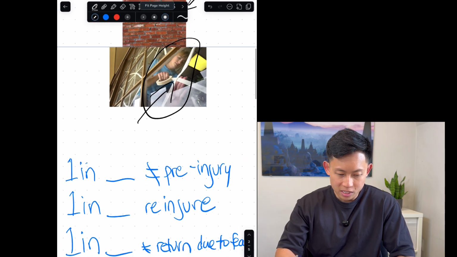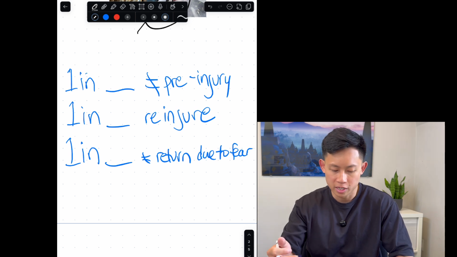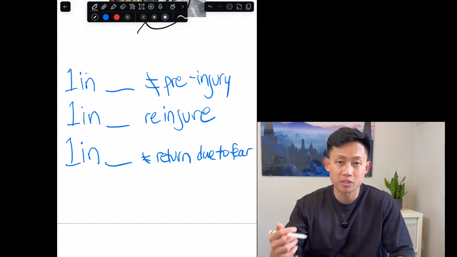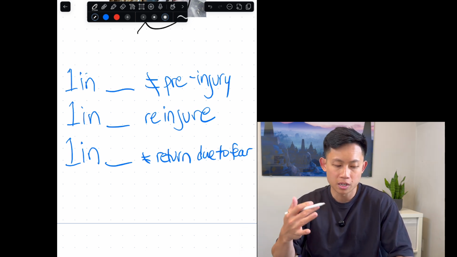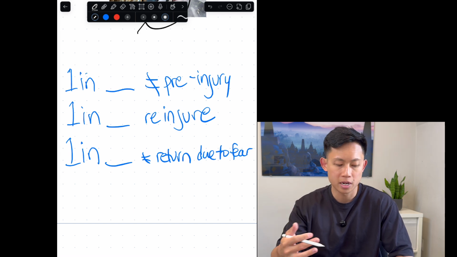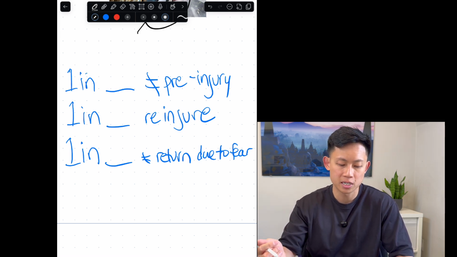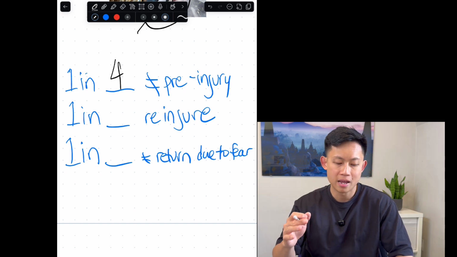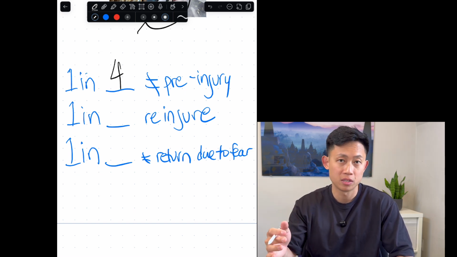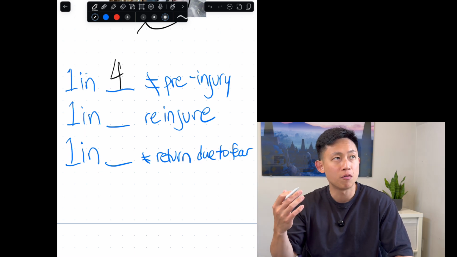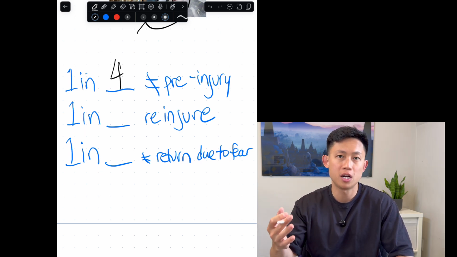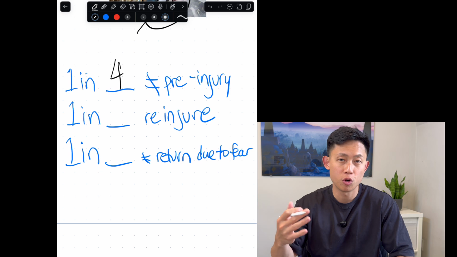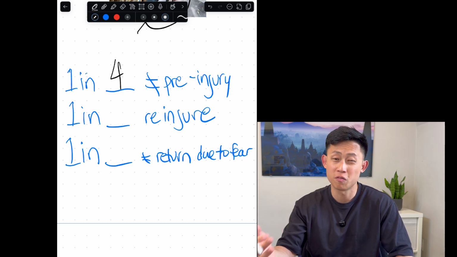So this is just an analogy, right? What this leads to is, if you've heard of the ACL statistics, some of these are really shocking, right? There's big numbers that I'm gonna fill in the blanks here. 1 in 4 people never get back to their pre-injury levels, meaning they don't feel confident, they don't feel strong, they don't feel athletic enough to go back to what they were doing before. That's 1 in 4 people, which is about 25%.